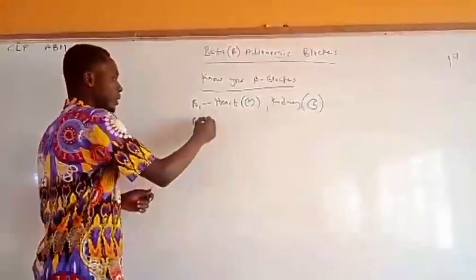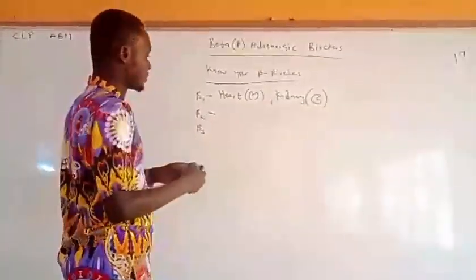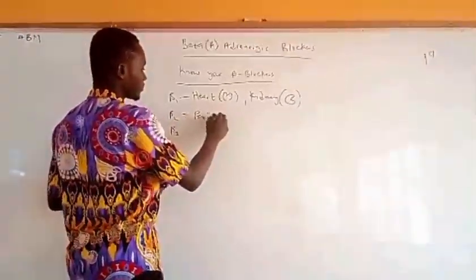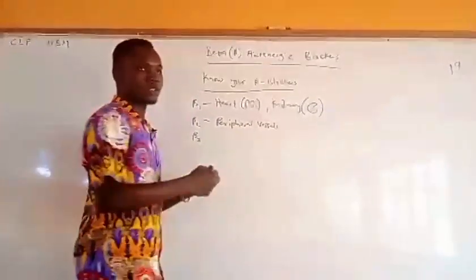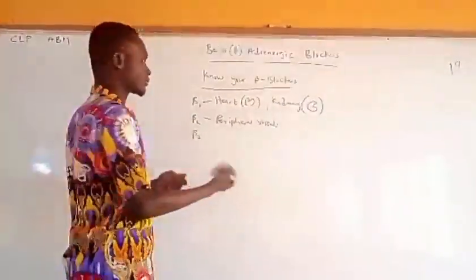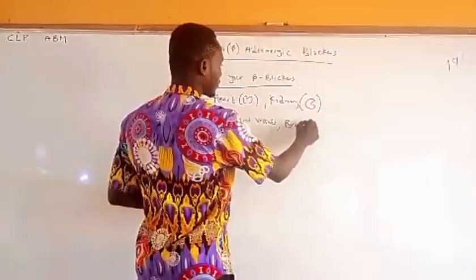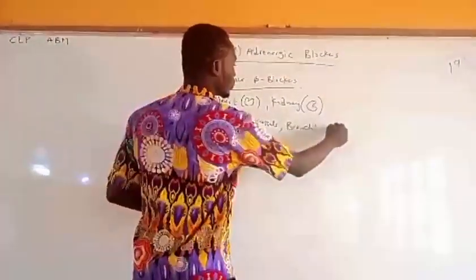The beta2 receptor, where can we find the beta2 receptor? We can find the beta2 receptor, one, in the peripheral vessels, so your blood vessels at the extremities. We can also find it in the bronchi, and we can also find it in the uterus.